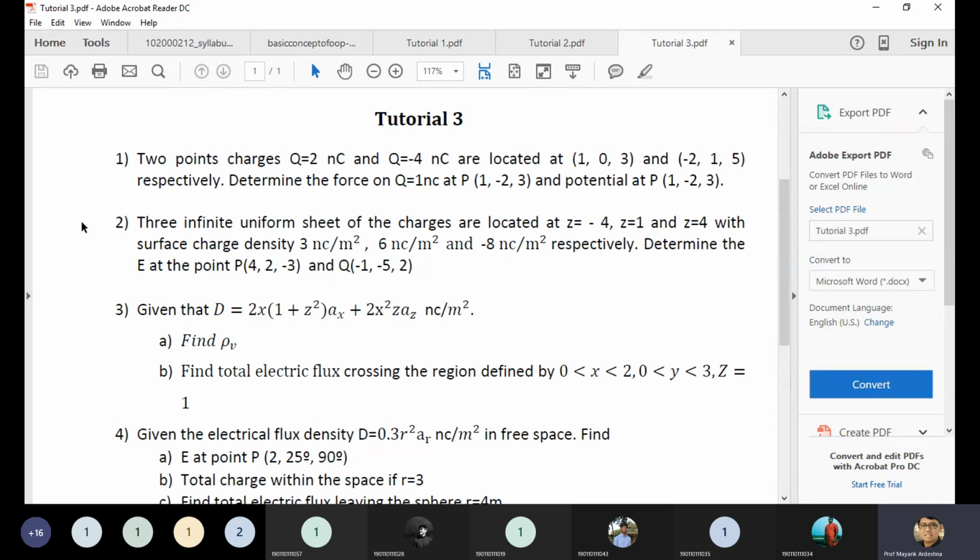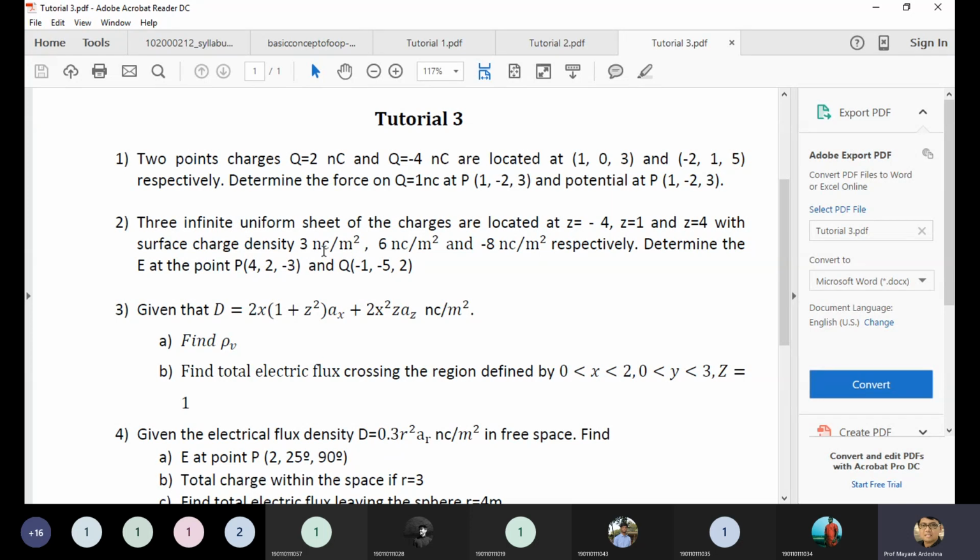So another example is based on this one. Three uniform sheet charges are given. All these tutorial examples are almost similar to the unsolved examples given in the book, Sadiku. Okay, so one example you can already find in the book which is almost similar to this one. So if you have any doubt, you can refer to this example and try to solve it.